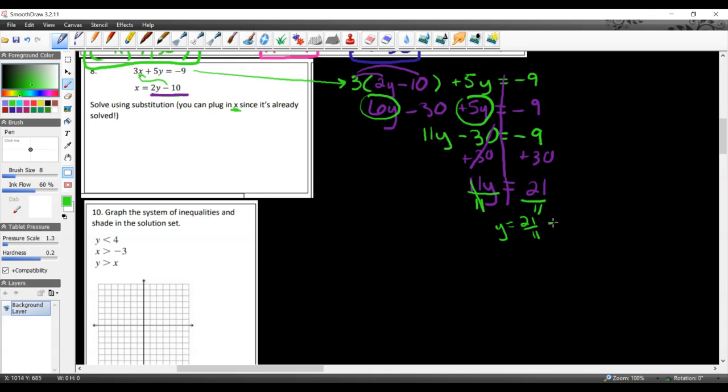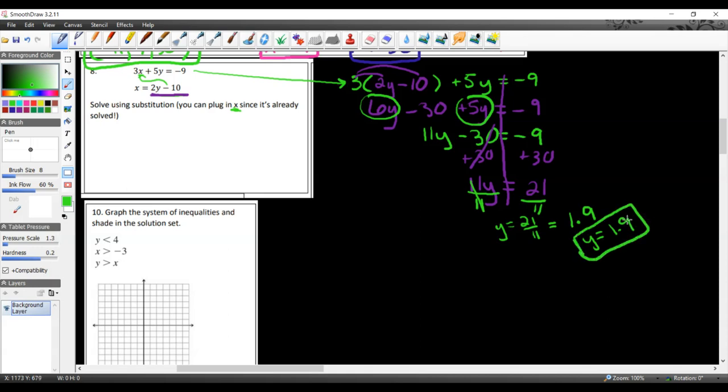So let's go ahead and get the calculator approximation for that. Let me do that really quickly. I see 21 divided by 11. I'm getting 1.909. So we'll just put 1.9. Okay, that's fine. So y is equal to, let's rewrite it. Y is approximately equal to 1.9.